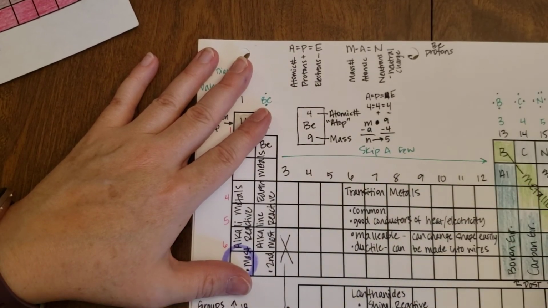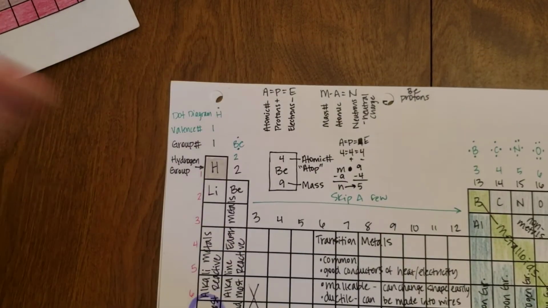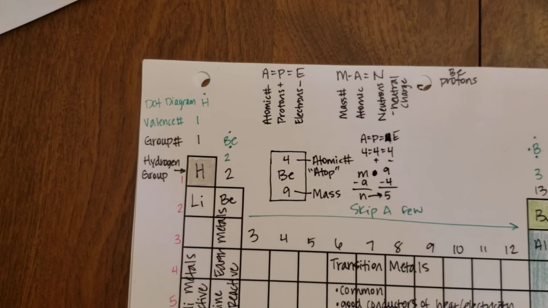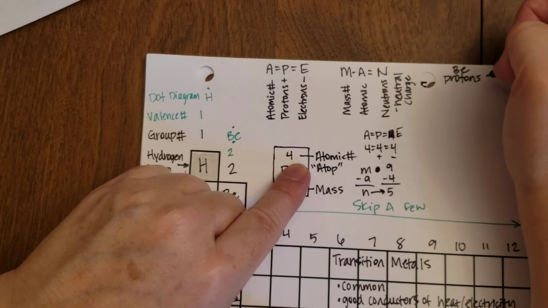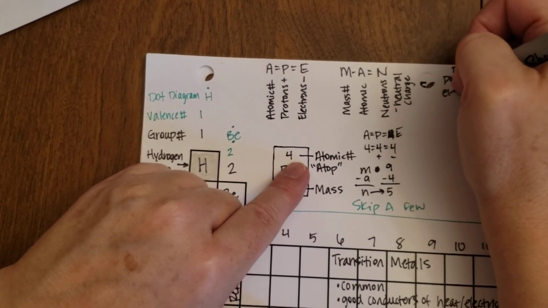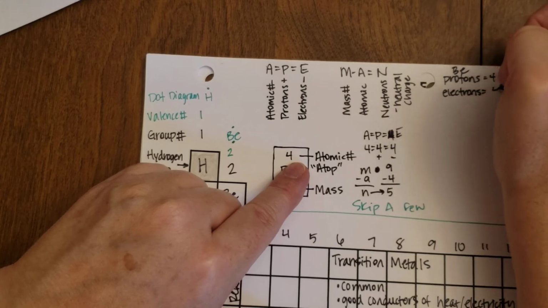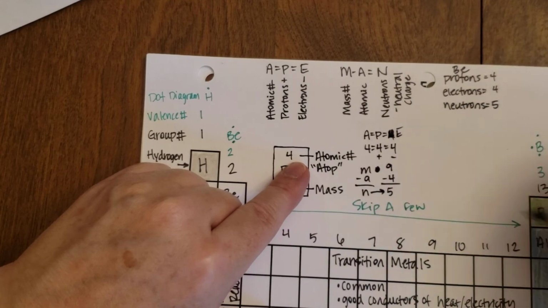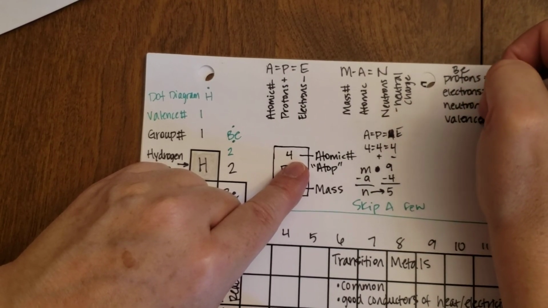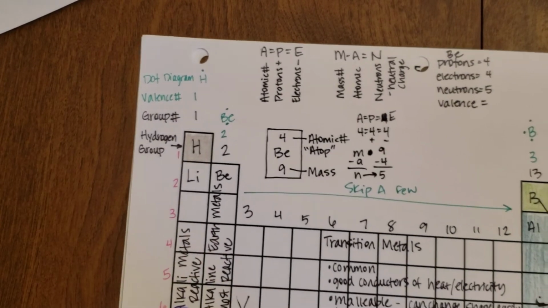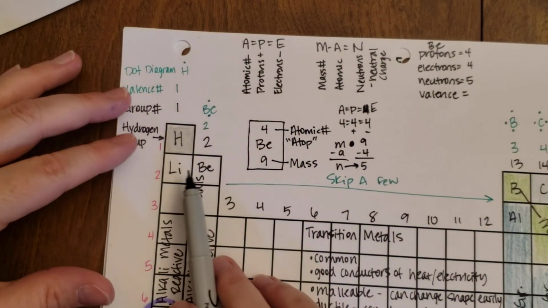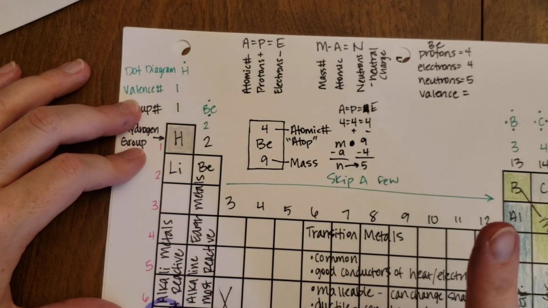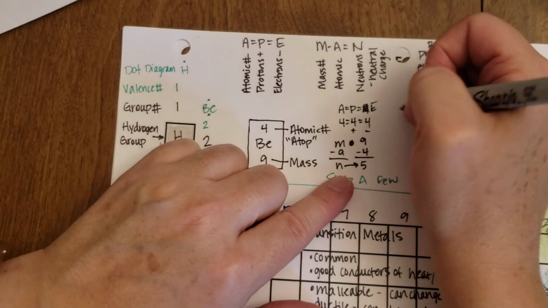So for beryllium, I'm going to have 4 protons, 4 electrons, 5 neutrons, and we're going to go figure out our valence electrons. So you can do valence electrons a couple of different ways. Do it the quick way, always. Count across. Beryllium's in the second group. So how many valence electrons does that mean beryllium's going to have? 2. Let's make sure. You can also draw the Bohr model.